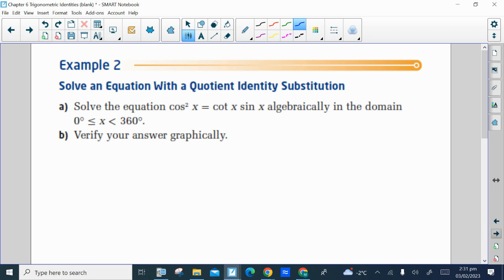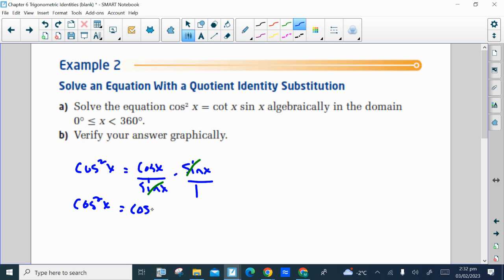So in this case here, now we're going to give our answers in degrees. 0 could be an answer, but not 360 degrees because x is only less than 360, not equal to. What I would do here is substitute the cotan for cos over sine. That's where I would start. And that's multiplied by sine x, or sine x over 1. And because they're multiplied, we can divide top and bottom by sine x, they cancel. And so we're left with cos squared x equals cosine x.